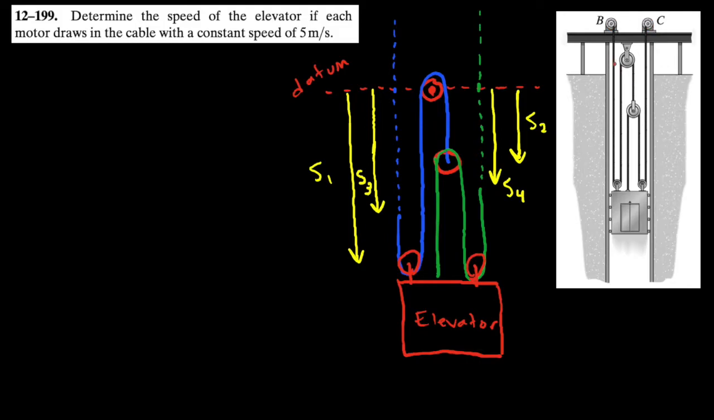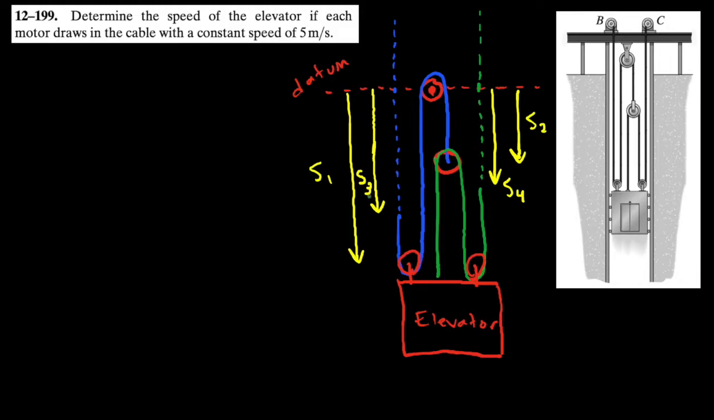First, I want to say that the motor is located at these two locations, point B and point C. What this says is that this part of the cable is being pulled up at a speed of 5 meters per second. Similarly, this part of the cable is also being pulled up at 5 meters per second. So what this diagram tells us is we have a datum, which is a reference point for our locations, our special locations that we determine on this pulley system.